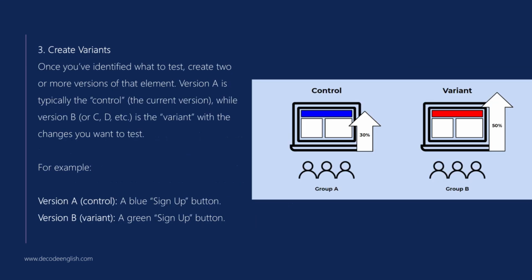3. Create variants. Once you've identified what to test, create 2 or more versions of that element. Version A is typically the control, the current version, while version B, or C, D, etc., is the variant with the changes you want to test. For example, version A, control: a blue sign up button. Version B, variant: a green sign up button.